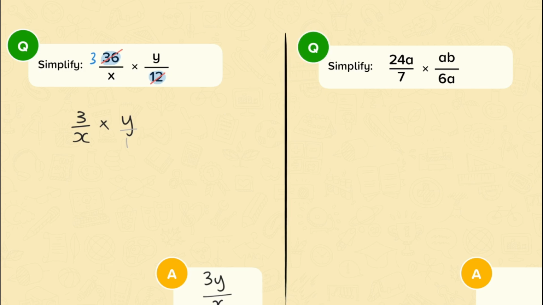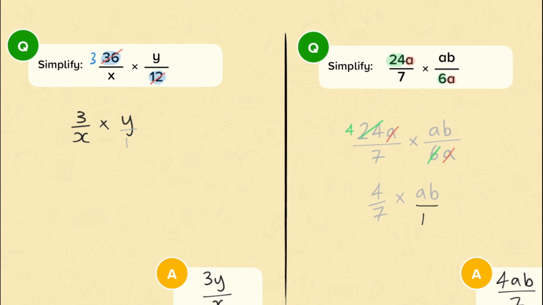Okay, question 2. I'd like you to have a go at this. Before you start, I'm going to give you a hint. Your common factors to cancel out: I want you to look at 24 and 6 and also these a's. Okay, pause the video and when you come back, we'll see how you did. Pause the video now.